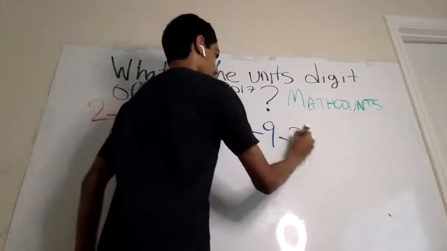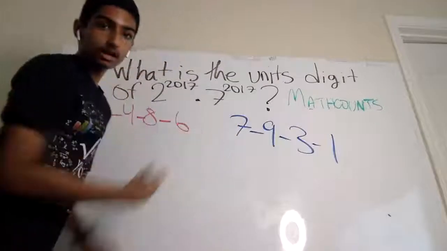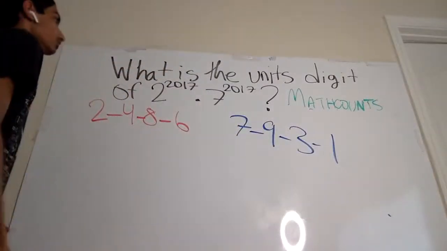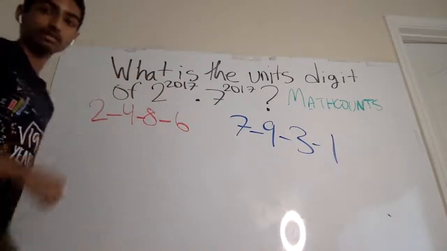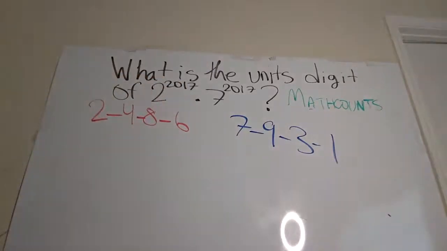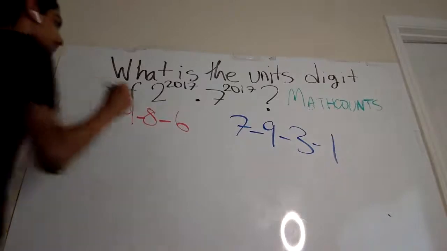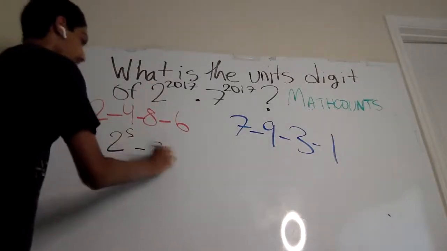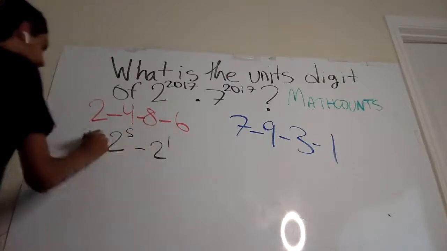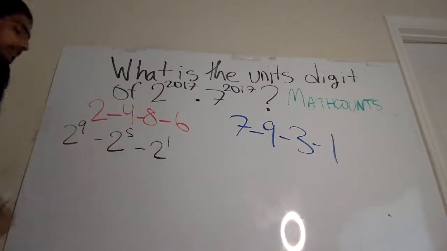So now we have these two patterns right here. What we want to do is convert this 2017 into something that we can use. Like if we can do 2 to the power of 5, we know that it has the same unit digit as 2 to the power of 1. Even 2 to the power of 9 has the same unit digit as that.